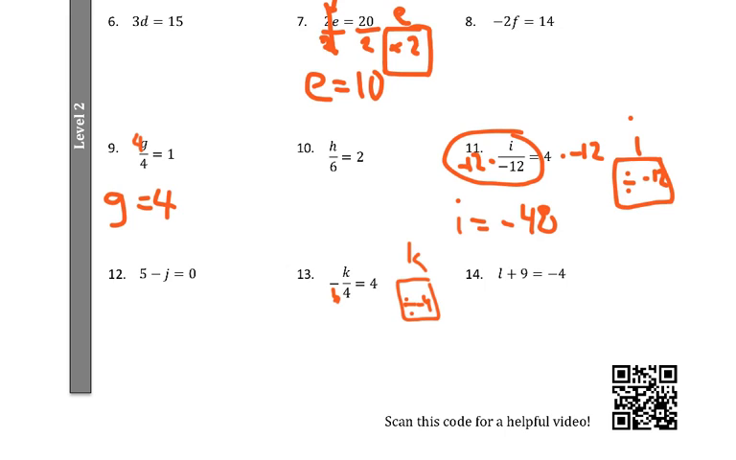Which means I need to do the opposite of that. I need to multiply both sides by negative 4. And when I do that, these negative 4's are going to divide to equal 1. It's just going to leave us with 1k. And then 4 times negative 4 is negative 16. Okay?